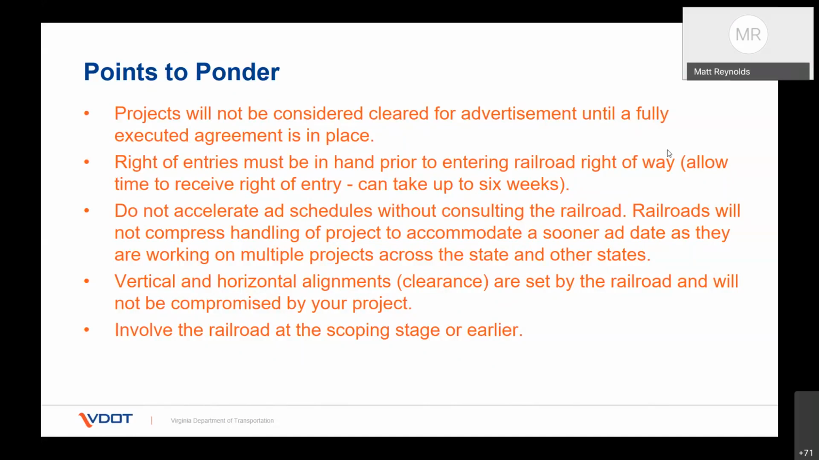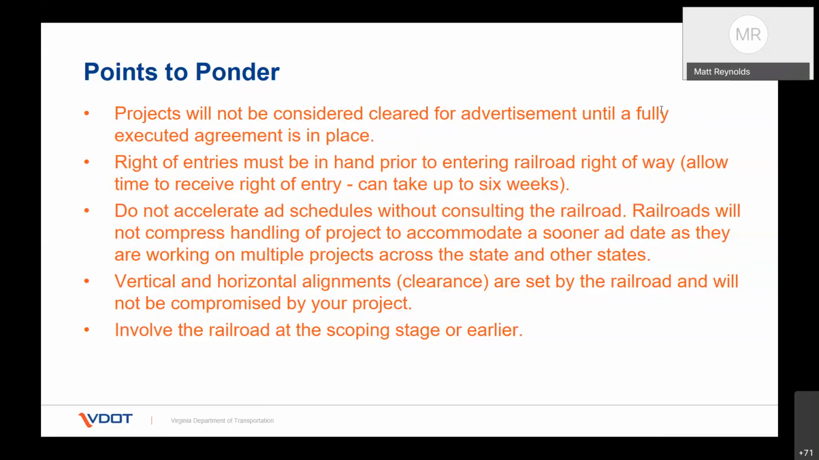Projects will not be considered clear for advertisement until a fully executed agreement is in place by all parties. That means whoever, if there's 3 signatories, they all need to be signed. And we will not certify the project to go to advertisement through the certification section in VDOT for a right-of-way and utility certification until that's in place. Right of entries must be in hand prior to entering railroad right-of-way, and allow the time to receive the right of entry, and it can take up to 6 weeks depending on the backlog of work the railroads have.